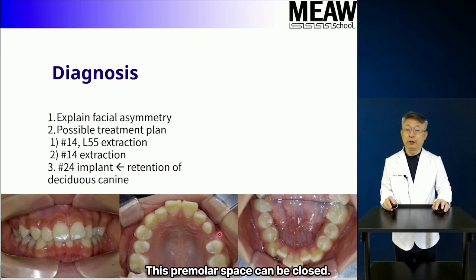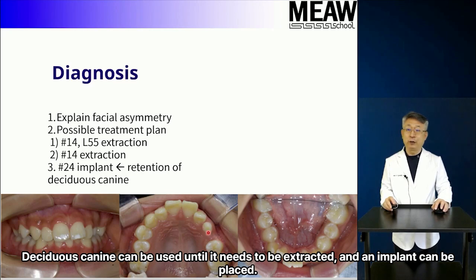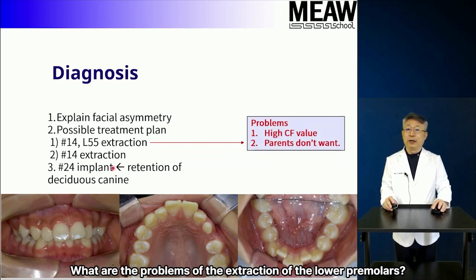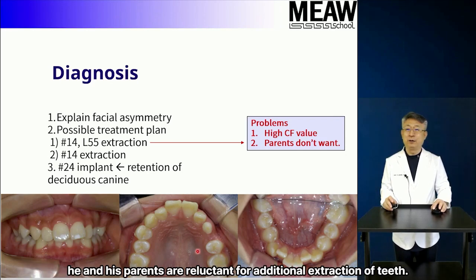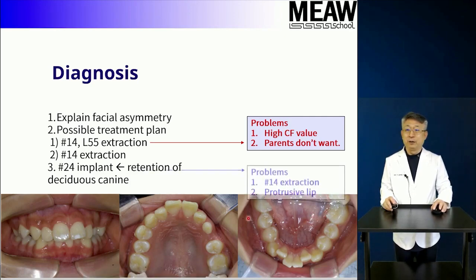This premolar space can be closed. Deciduous canine can be used until it needs to be extracted, and an implant can be placed. What are the problems of the extraction of the lower premolars? First of all, CF is high, and since the patient already has congenitally missing teeth, he and his parents are reluctant for additional extraction of teeth.